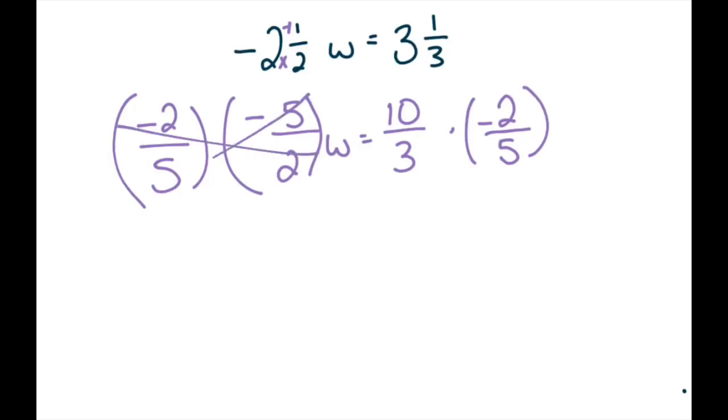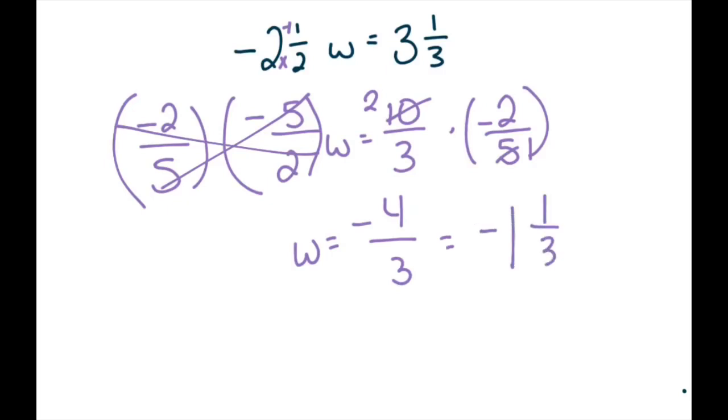And that's going to cancel that out and leave W by itself. And then I'm going to simplify 10 and 5. So I'm going to get 2 times negative 2, which is going to give me negative 4/3. So negative 4/3, which is the same as negative 1 1/3. So negative 1 1/3 is my final answer.